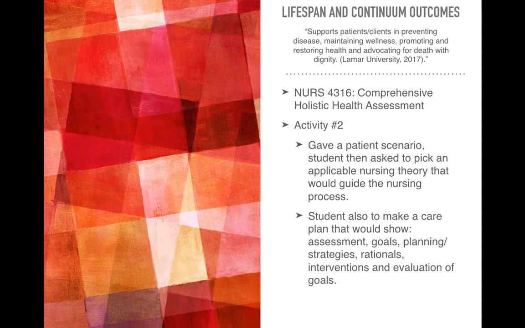The lifespans and continuum outcome supports patient clients in preventing disease, maintaining wellness, promoting and restoring health, and advocating for death with dignity. So for this one, comprehensive holistic health assessment, we had an activity that gave a patient scenario, and once again we had to list the nursing theory, but along with it we had to create a care plan. The detailed care plan did all these things because you had to talk about the disease, how to prevent it, how to promote wellness, and you had to do goals and planning. So that was all involved in this outcome.